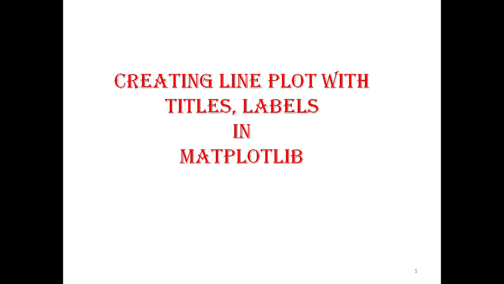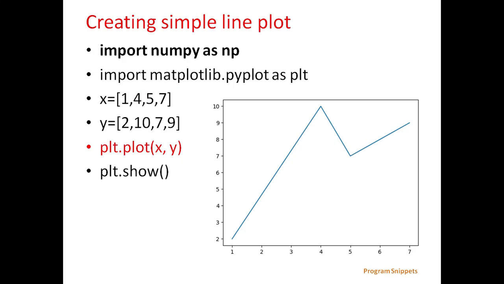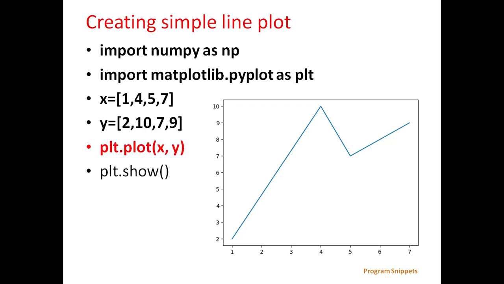Here we will see creating line plot with titles and labels. To create a simple line plot, first we'll import numpy, then we'll import matplotlib.pyplot as plt, and we'll define two arrays as x and y, and we'll plot the graph with plt.plot with x comma y, and we'll use the show function to plot the graph as plt.show.